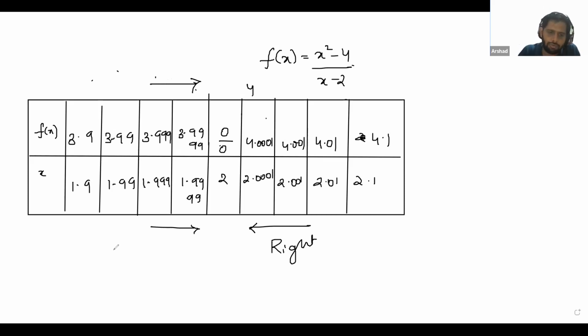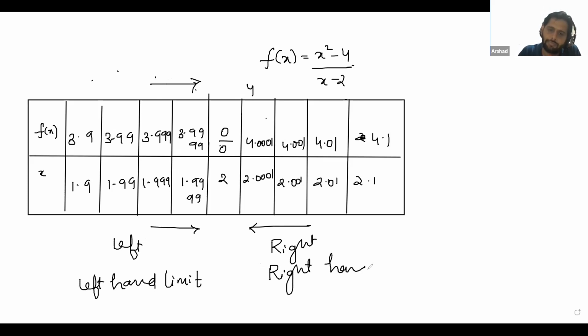Okay, so when we are approaching from the left side, then we will say left hand limit. You might have done this in the 11th class. When you are approaching from the right side, this is called right-hand limit. So if left-hand limit and right-hand limit are equal, then we will say that the limit exists. Otherwise, we will say that the limit does not exist.